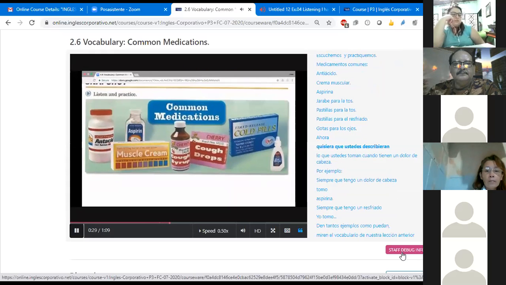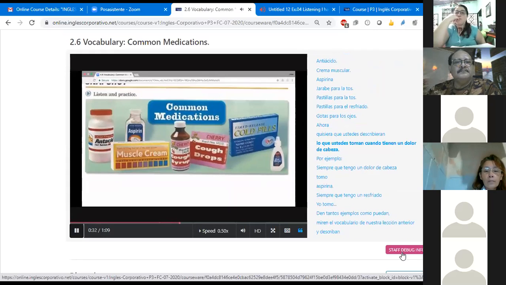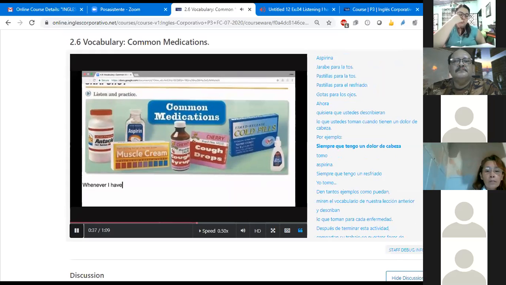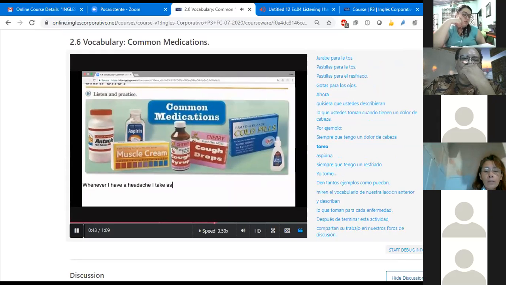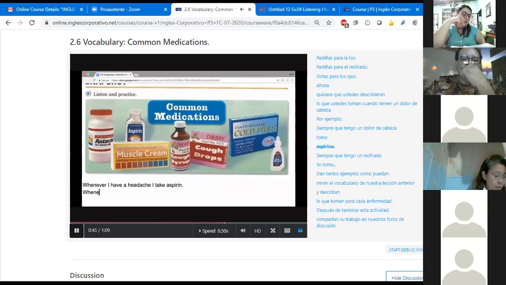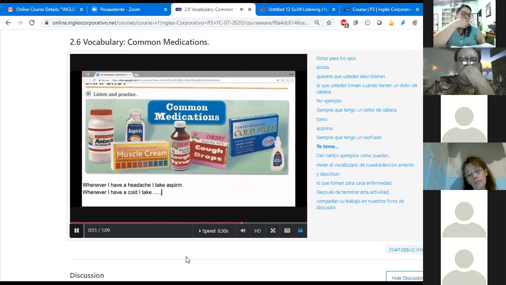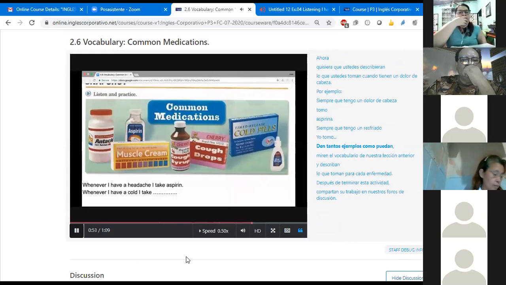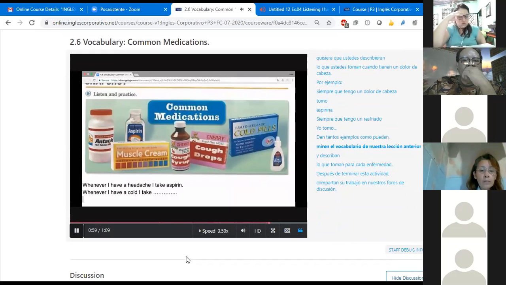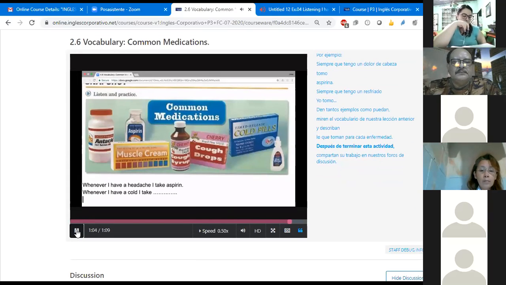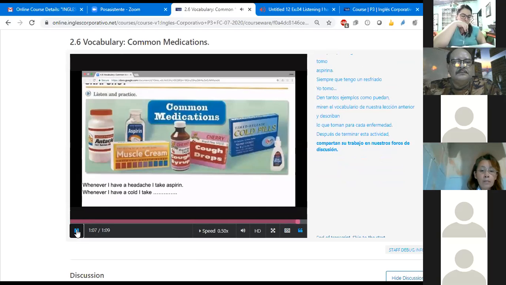Now, I would like for you to describe what you take whenever you have a headache. For example, whenever I have a headache, I take aspirin. Whenever I have a cold, I take... Give as many examples as you can. Look at the vocabulary from our previous lesson and describe what you take for each illness. After you finish this activity, share your work.